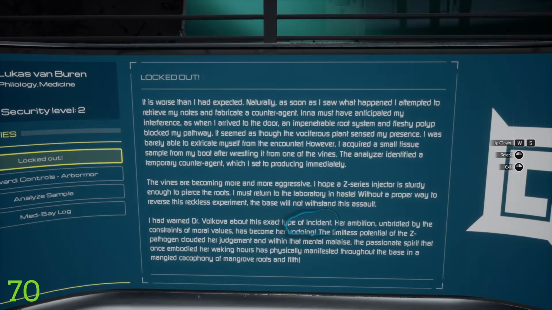The luminous potential of the Z-pathogen clouded her judgment, and within that mental malaise, the passionate spirit that once embodied her waking hours has physically manifested throughout the base in a mangled cacophony of mangrove roots and filth. This is why I insisted on protocols and procedures to avoid a situation exactly like this one. You know, what have you done? Formula uploaded. Okay.